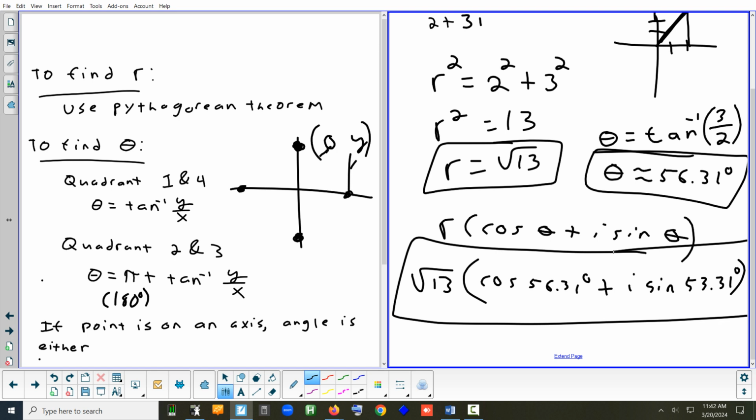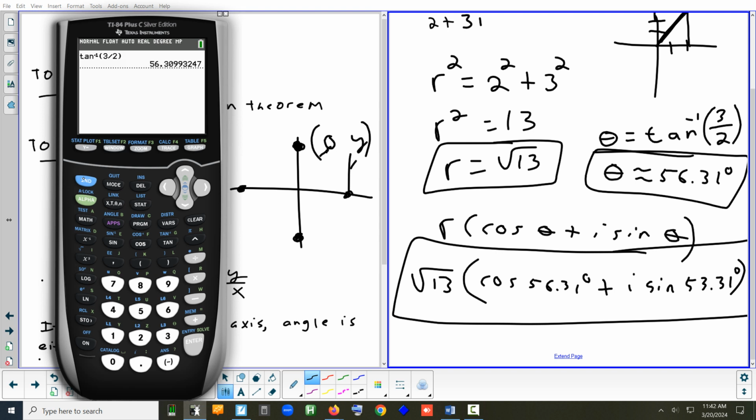No, because if you multiply this out, if you take the square root of 13 and distribute it to cosine 56.31, you're going to get 2. And if you take the square root of 13 and multiply it by the sine of 56.31, you're going to get 3. So you're going to be changing it back to what you started with. You could do that if you wanted to double check it. Square root of 13 times cosine 56.31. Well, I didn't get exactly 2, but that's because it's not exactly 56.31. Should have saved it in memory.